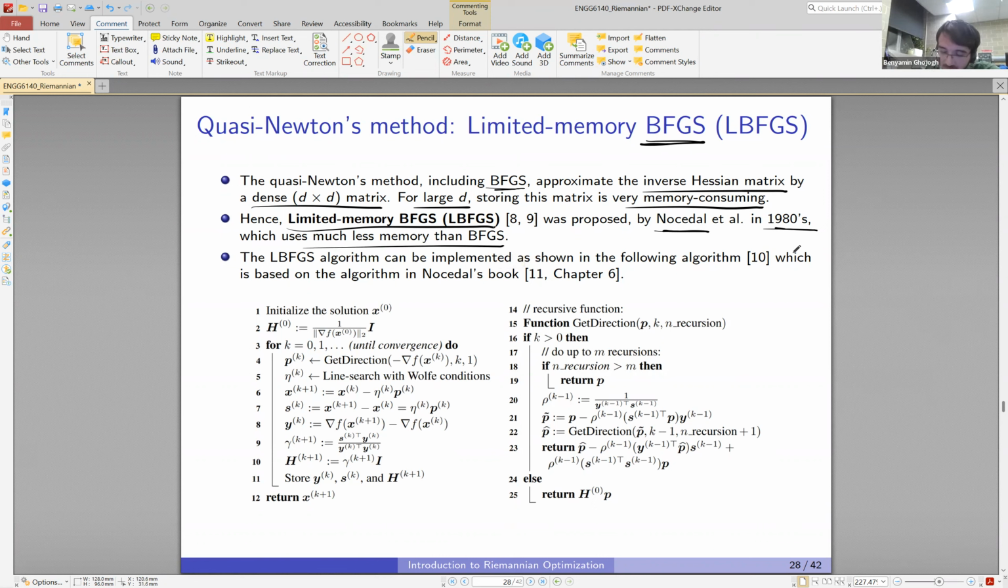I have talked about LBFGS and BFGS briefly in my lectures on YouTube, so you can take a look at them. But if I want to briefly mention them here, the LBFGS algorithm can be implemented as shown in the following. This implementation is inspired by the algorithm in Nocedal and Wright's book, chapter 6. As Nocedal proposed LBFGS, he is very expert in this area, so he has explained BFGS, LBFGS, and all of these quasi-Newton's methods in chapter 6 of his book.